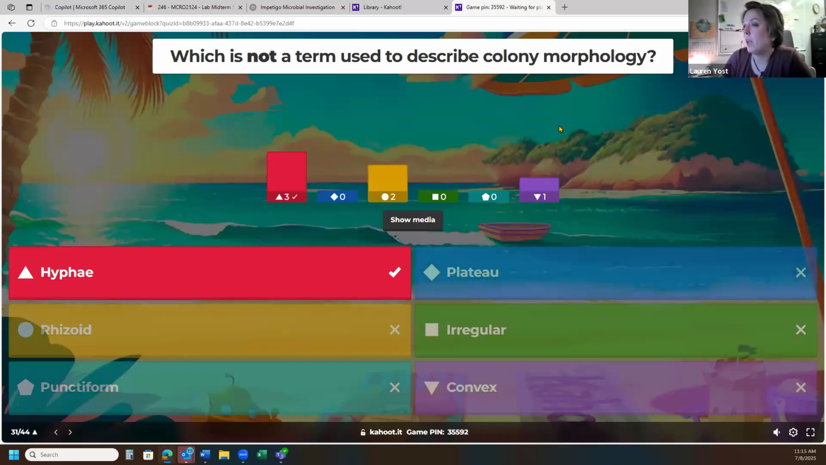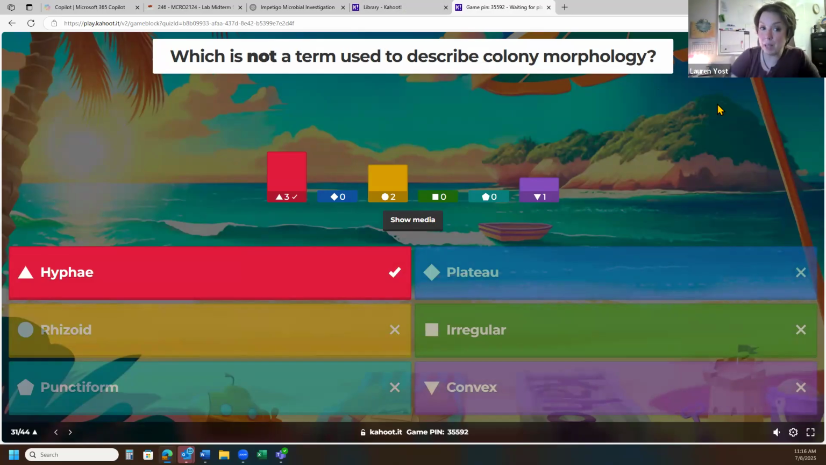But anyways, so this one was hyphae. So hyphae is something that you see at the microscopic level for your molds. And so it's like you take a mold and you look at it under a microscope, if it's branching off of the other ones and creating all these branches, those cells kind of branching off of one another, those are the hyphae. So rhizoid, punctiform, plateau, irregular, and convex are all terms for colony morphology.